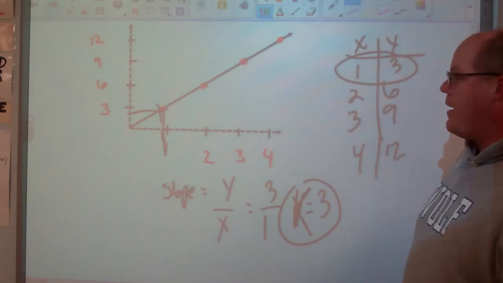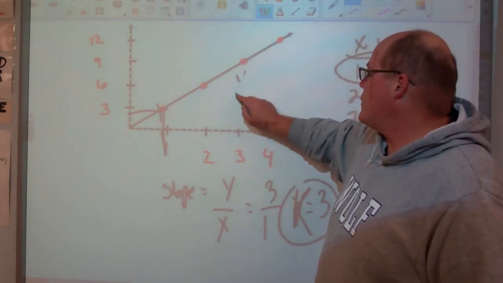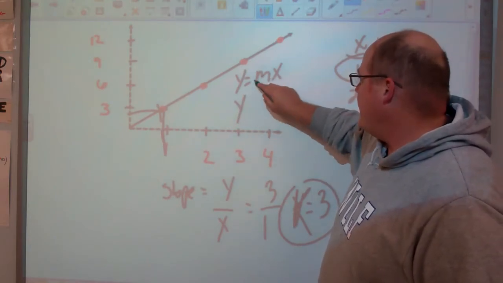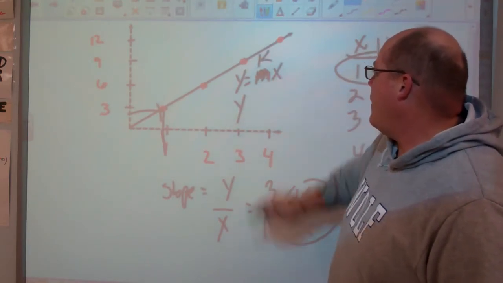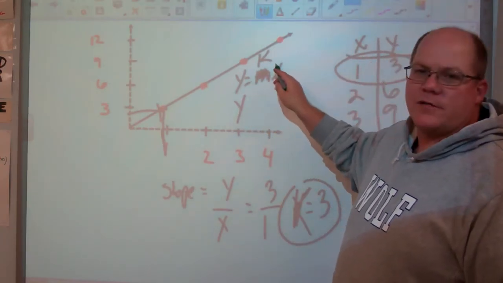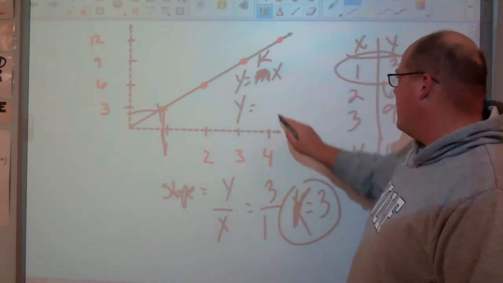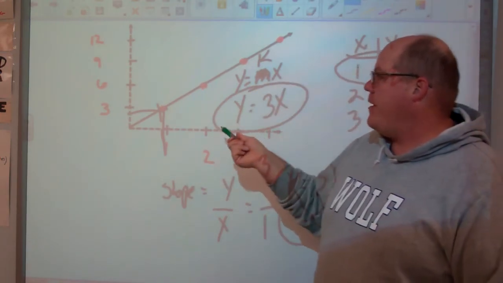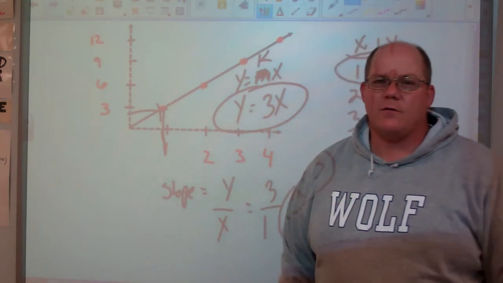Once we find slope, now we can write an equation. Our equation must be in the form of y equals mx. So, I'm sorry, kx. In Massachusetts, they called it m. Sorry about that. So y equals kx, so y equals 3x. So for this graph, our equation would be y equals 3x.